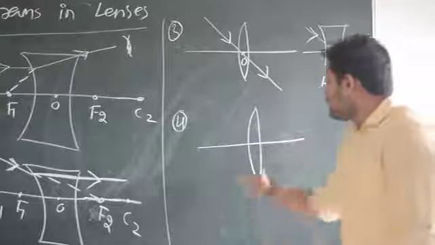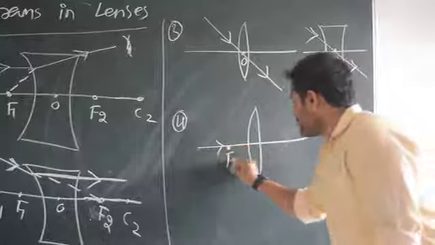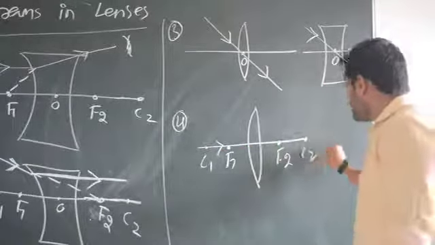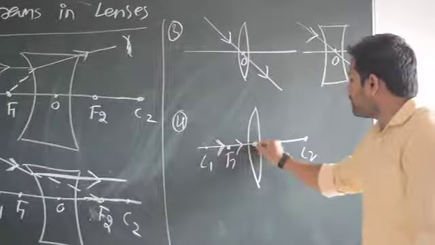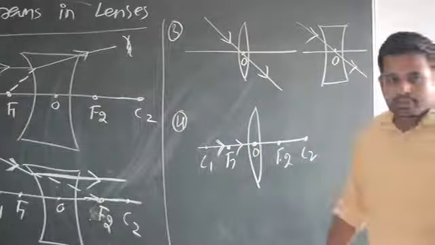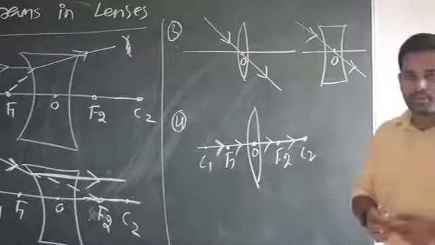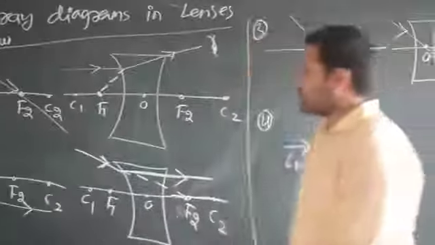If any ray of light is passing on the principal axis, here will be F1, C1, then F2, C2, all those things are there. If a ray of light is passing on the principal axis, of course it is passing through the optical center. So it goes undeviated, straight just like that. All these rules are very clear to you? Let me tell you one more thing.